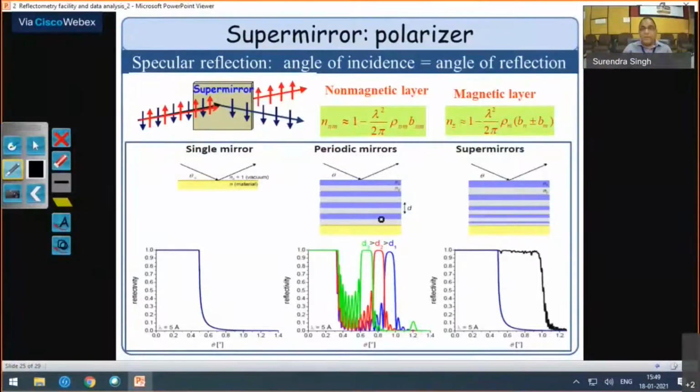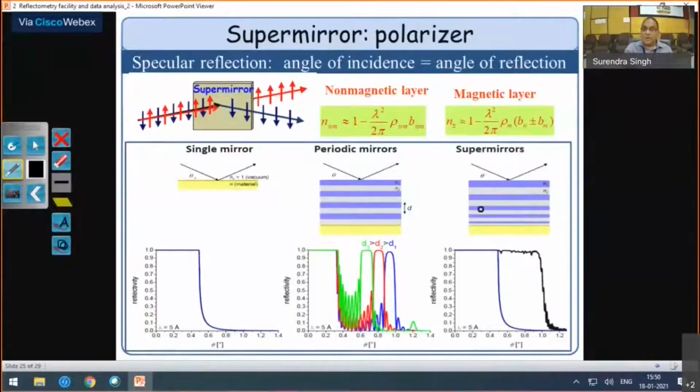If you make many multilayers on one sample, depending on the period, D1, D2, D3 are nothing but the bilayer thicknesses. Suppose you have three multilayers in the same structure with different D1, D2, D3, like nickel and copper. D1 is the bilayer thickness, suppose 50 angstrom, 50 angstrom. Another bilayer is 60 angstrom, 60 angstrom. As you increase D1, your Bragg peak shifts towards this. The same principle is used to get the super mirror.